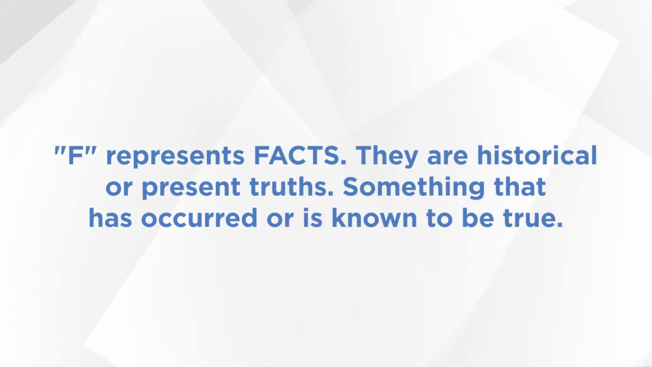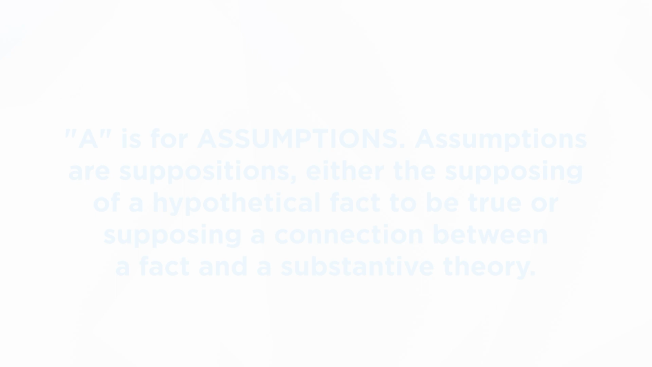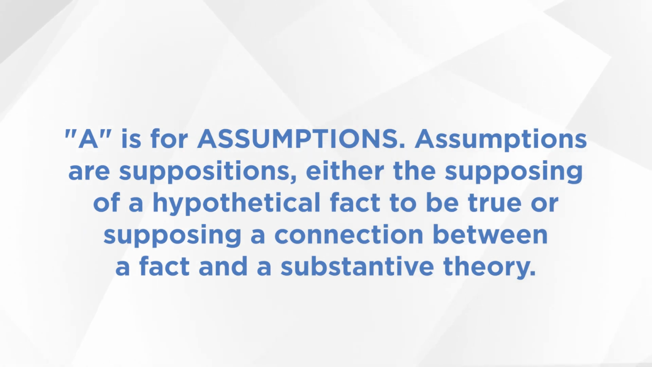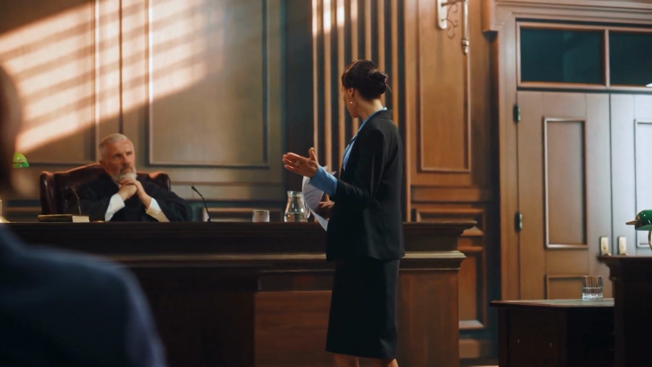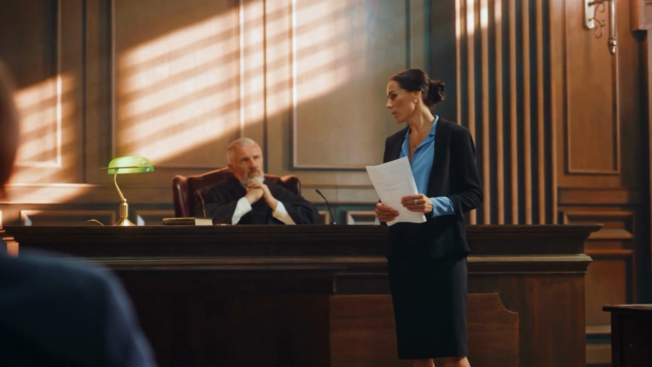F represents facts. They are historical or present truths, something that has occurred or is known to be true. At each step of a forensic analysis, identify the known facts on which this step is based. A is for assumptions. Assumptions are suppositions, either the supposing of a hypothetical fact to be true or supposing a connection between a fact and a substantive theory. Assumptions are used in place of known facts, and they are also used to connect facts to theories. Understand that assumptions are never perfect, and they are a key area of opposing lawyers' challenge to a forensic analysis. Consequently, assumptions must be eminently reasonable for a forensic analysis to be defensible in litigation.